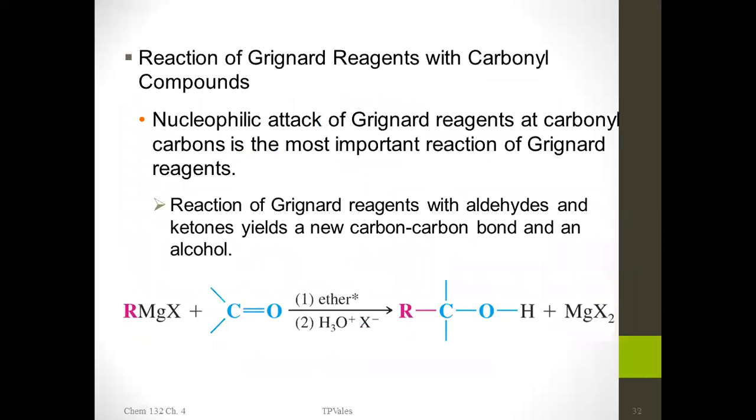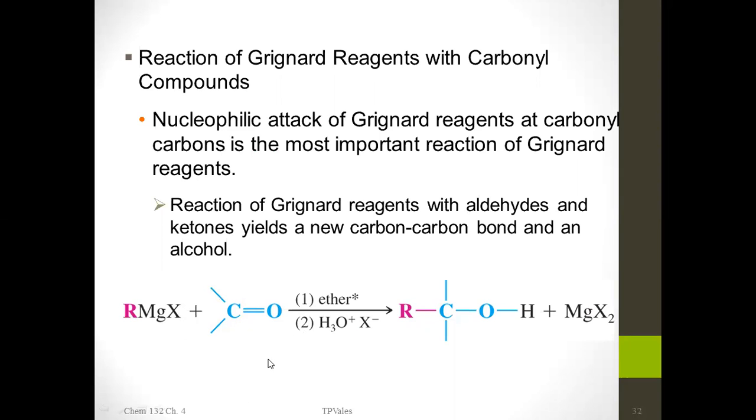So if you have your RMgX, your R is comprised of carbon, any number of carbons, branched or unbranched, and it bears the partial negative charge. So here you have a partially negative carbon, and this will become our source of nucleophile. It can attack your carbonyl carbon, which is partially positive.